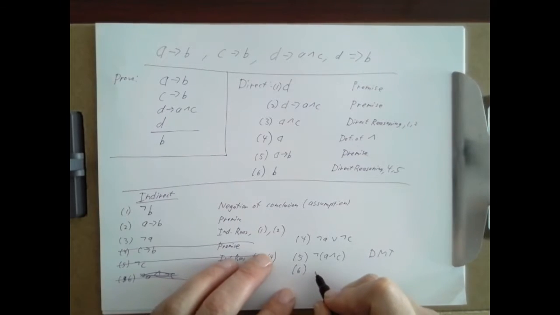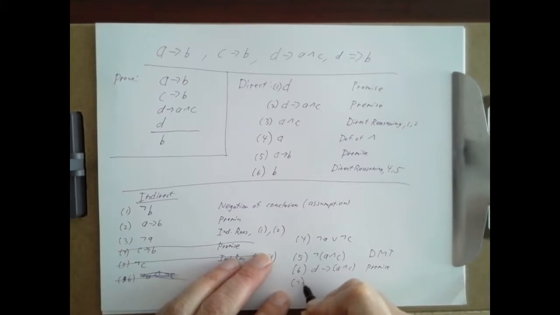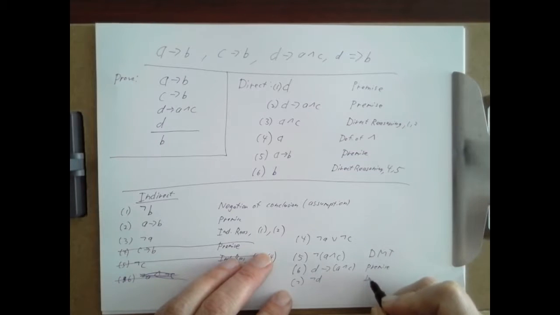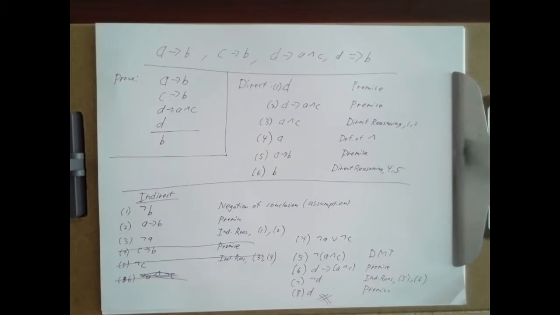And then we can use our third premise, D implies A and C, which tells us not D, and that's indirect reasoning. But we're also told D, which is a premise. And so there's our contradiction. So this assumption led to a contradiction, therefore that premise must be false, so its complement must be true, which means that B is true.